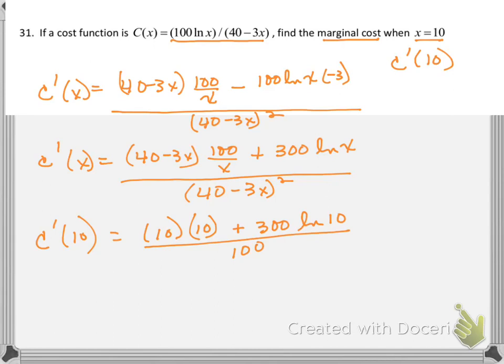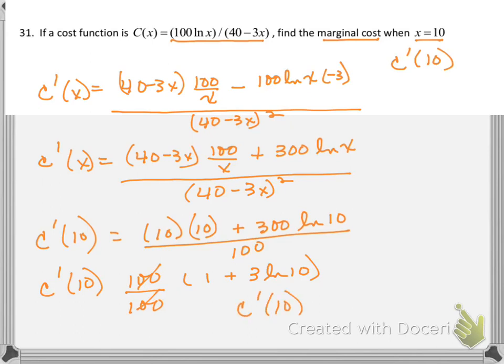Okay, so I'm going to factor out 100 from both the numerator and the denominator. And I get in the numerator 1 plus 3 natural log of 10. Okay, so these can cancel, and my c prime of 10 is 1 plus 3 times the natural log of 10. All right, and we are done. So that's your best answer for that.